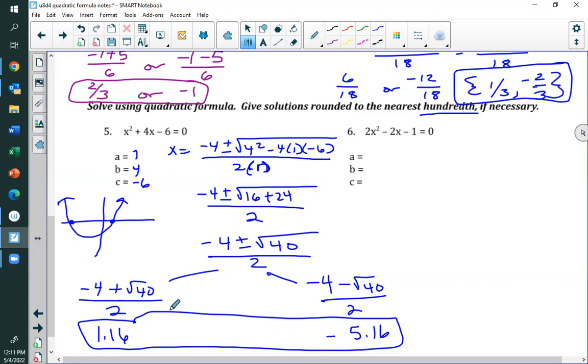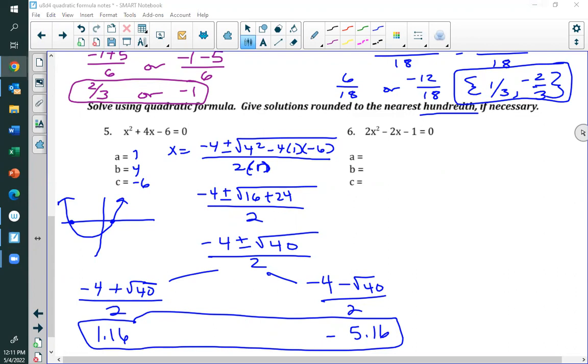Feel okay on that? The only difference here is I had a radical square root of 40, and I had to figure out the decimal because it told me to give decimal form. Okay, I want to show you Desmos. You're not using Desmos right now, but Desmos is your friend, and on the SOL, by golly, use it.